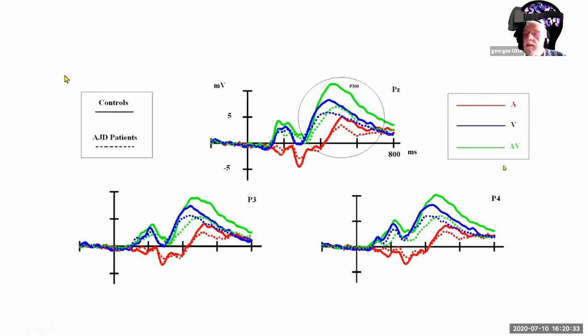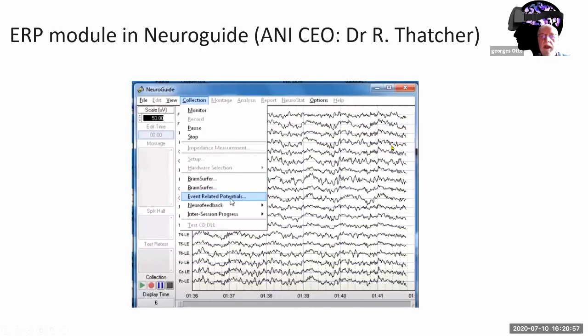If you look only at the auditory potential in red, the P100 is here. If you look at the visual, it's a bit higher, here. But if you look at the bimodal, the combined, you see the highest P100 value. It's the best discriminator for subclinical depressions. That was very important.